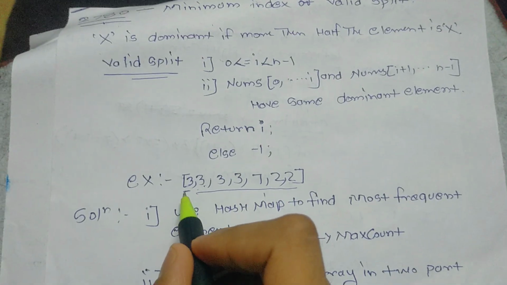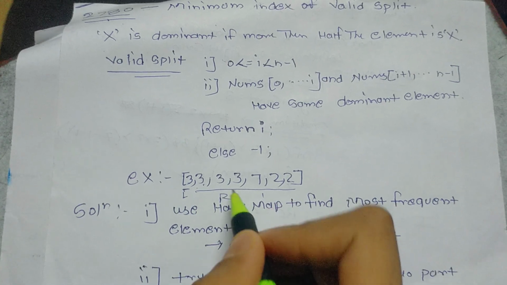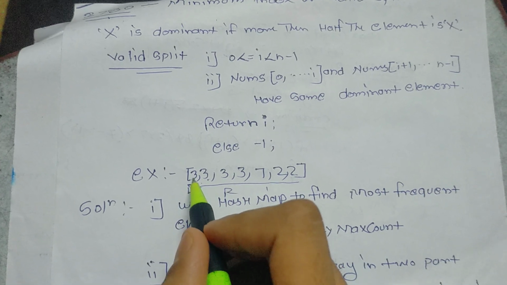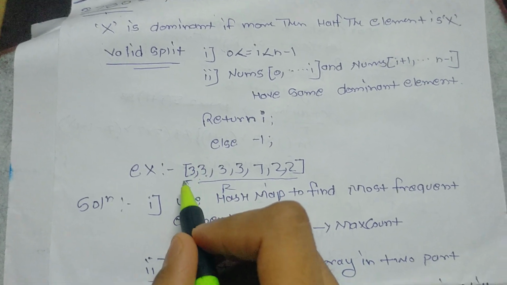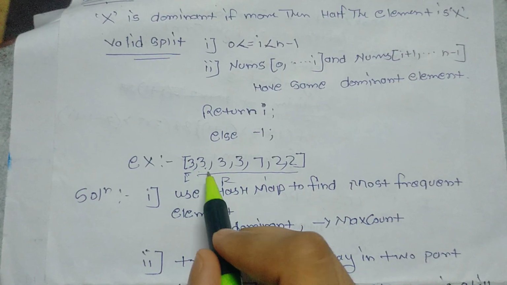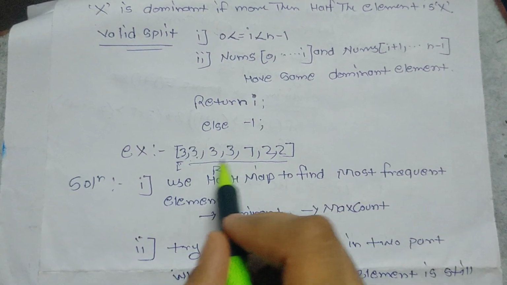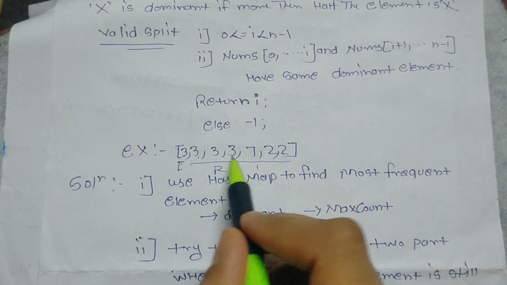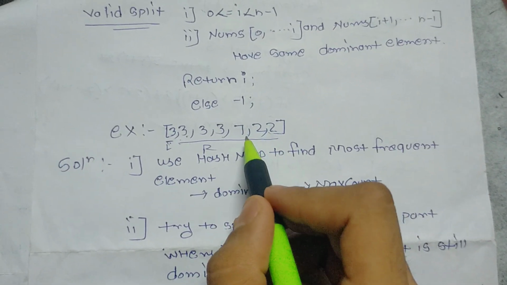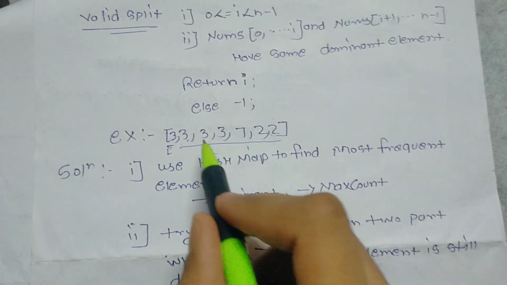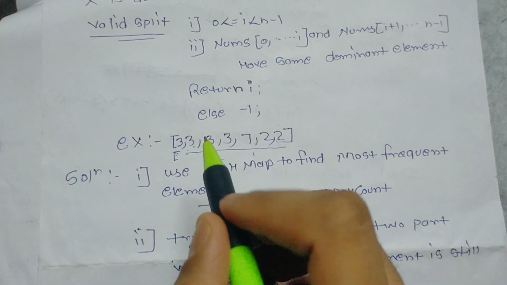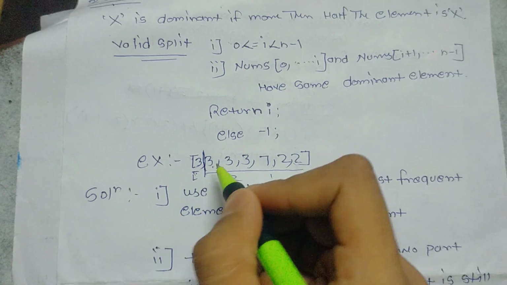See here, in the left the dominant element is 3. So in the left subarray, the dominant element still remains a dominant element. And in the right also, 3 comes 3 times, and 7 2 2 are the other elements. If we combine all the other elements, it's also 3, which is similar. This is also fine. So this means the dominant element on both sides is 3. So this is the valid split.